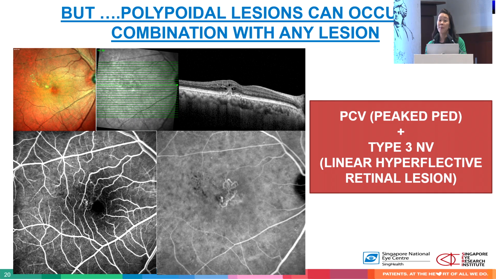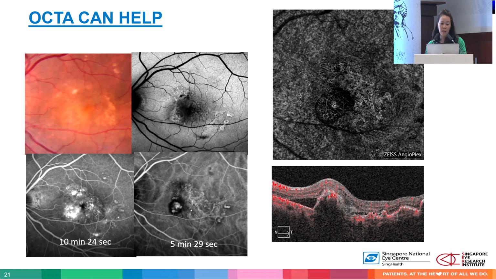Also, you can get PCV in combination with RAP, a type 3 lesion. So in this case, you can see this is the RAP lesion, which is the intraretinal lesion, and you can see there's an adjacent PCV underneath it. And what else can we have in our armamentarium of multimodal imaging? We have OCTA also, and OCTA can help with the diagnosis.